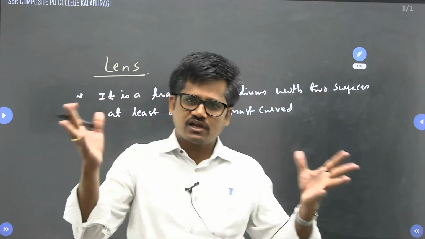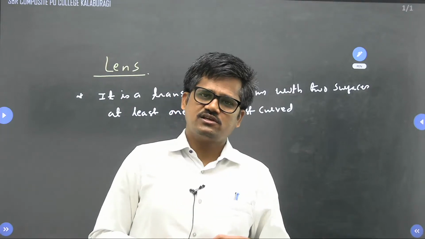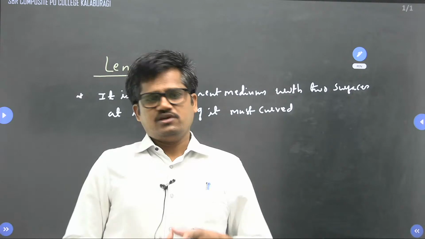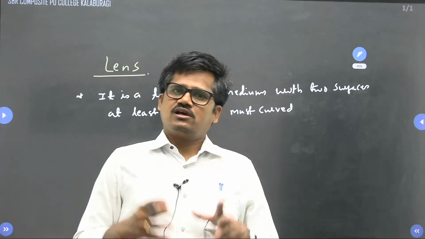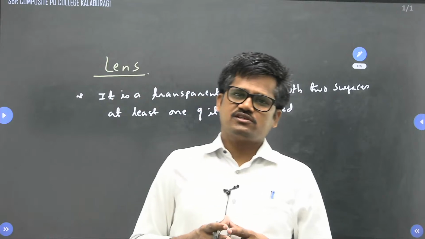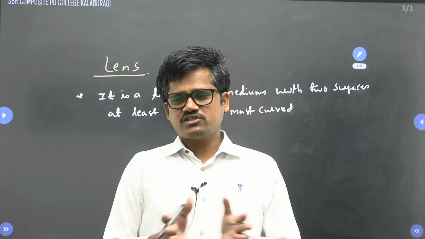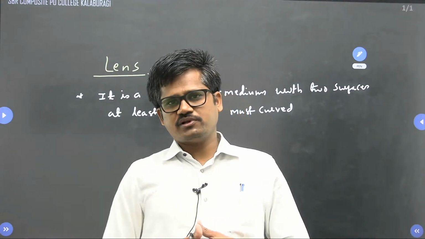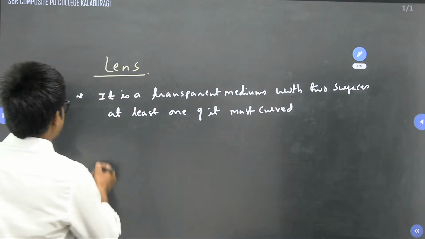One is the diverging kind of lens and another is the converging kind of lens. Converging kinds of lenses are called convex lenses. Diverging kinds of lenses are called concave lenses. Converging lenses converge the light towards the principal axis. Diverging lenses diverge the refracted ray away from the principal axis. Okay, now one by one. Let us take the convex lens first.